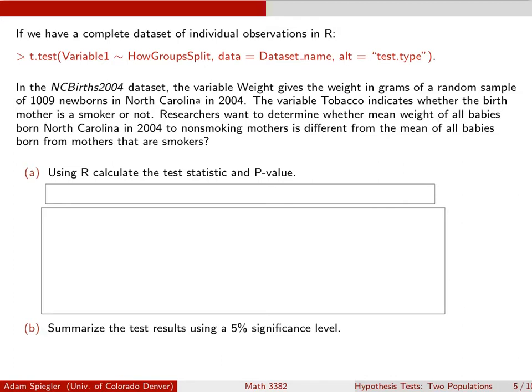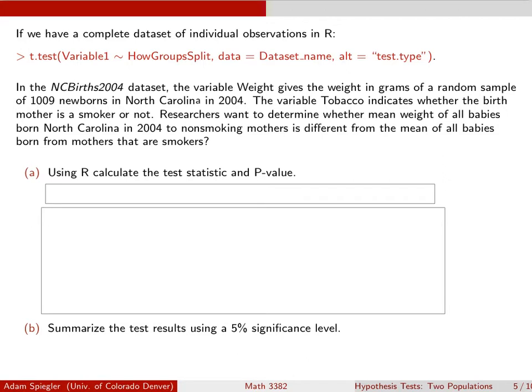So let's say, for example, we're looking at this data set that we've seen called NCBirths2004. So this contains over 1,000 observations for babies that were born in North Carolina in 2004. So it's a sample. This is not a full data set of every newborn from North Carolina in 2004.